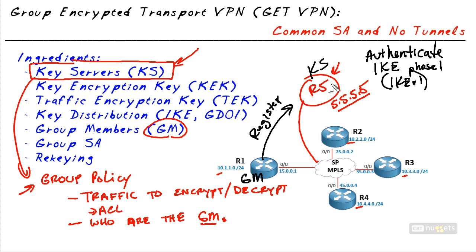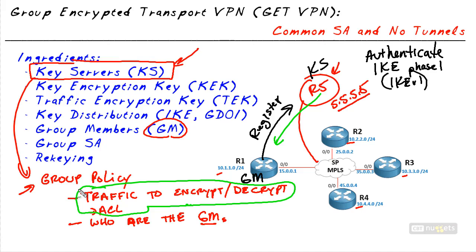Now, if that registration is successful, which implies that the authentication was also successful, the key server can then go ahead and push down the GETVPN policy to R1, which would include information such as which traffic you should be focusing on to encrypt and decrypt respectively. It would also have details regarding the key, specifically the traffic encryption key, that R1 can then use for the respective encryption and decryption. And with that key, we'd also have the associated group SA, the security association, that was going to be used for the encryption and decryption.